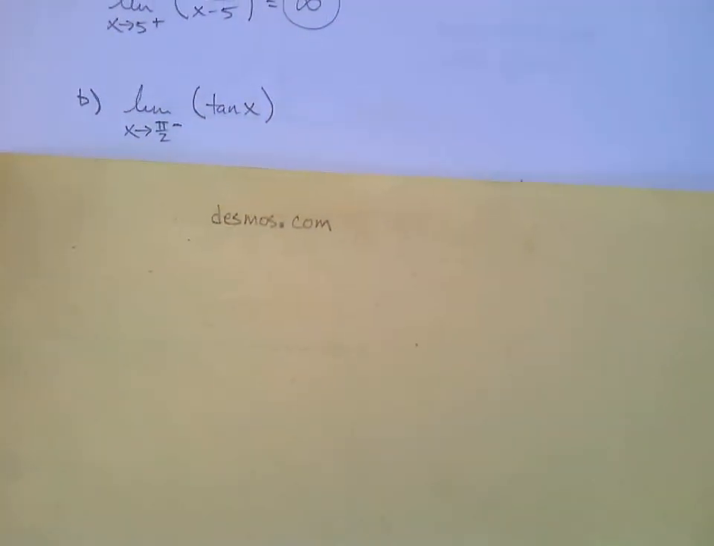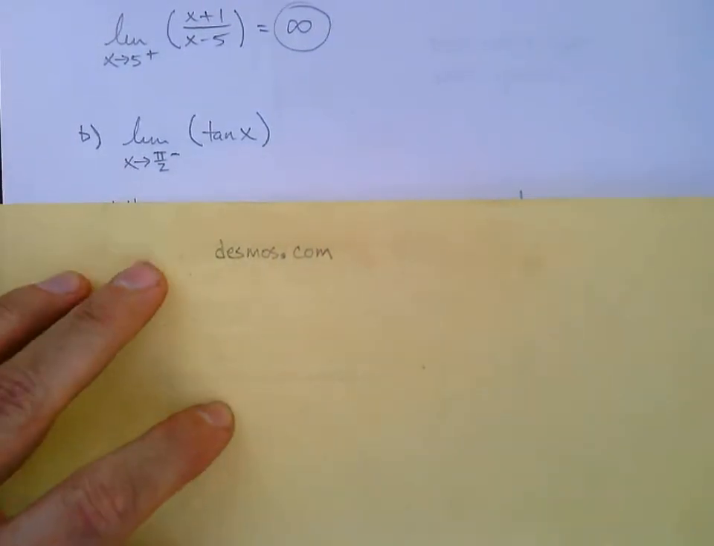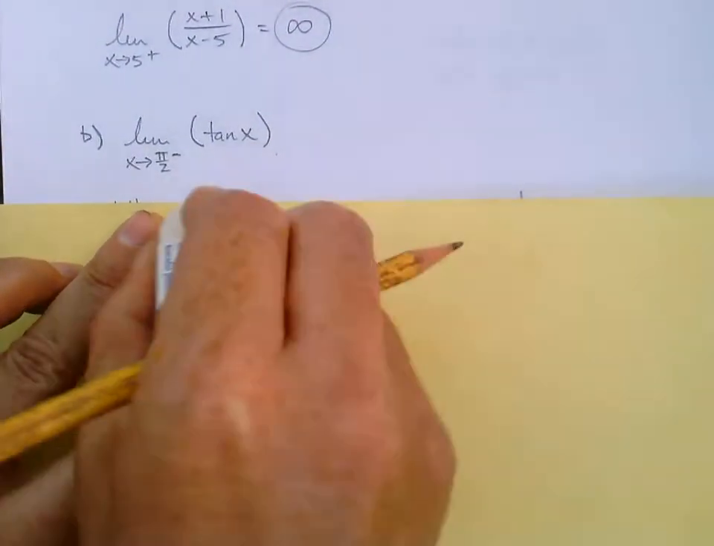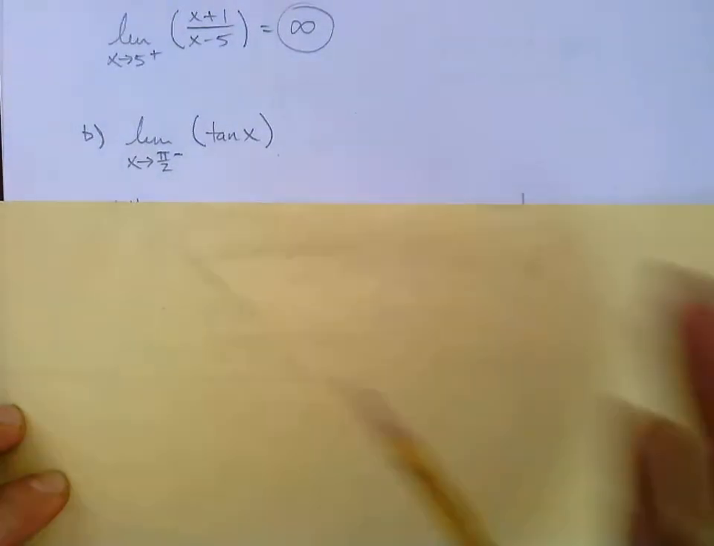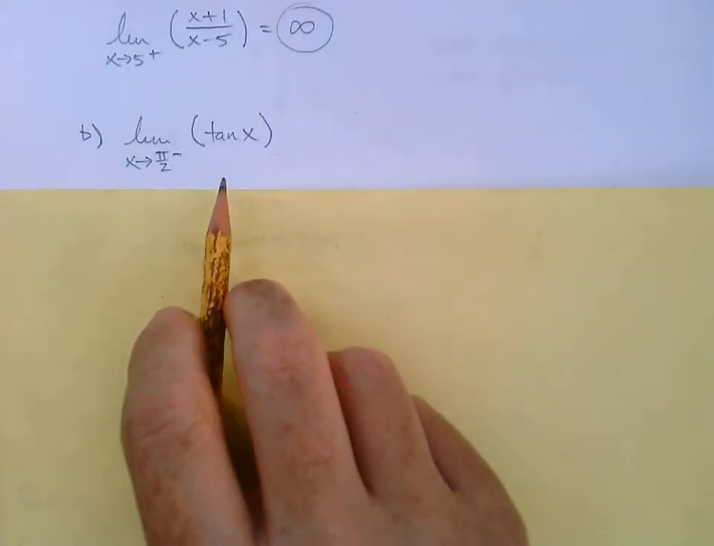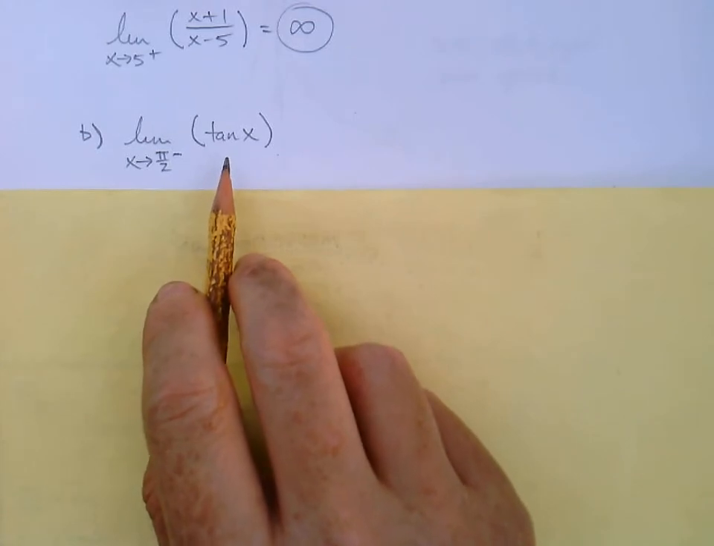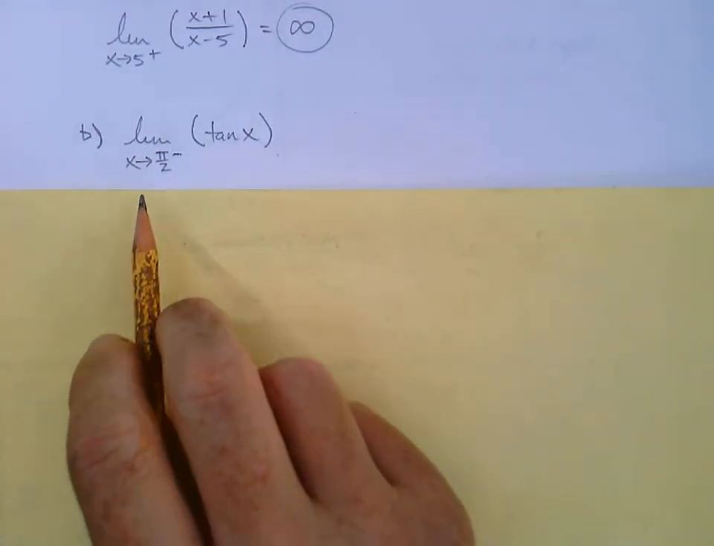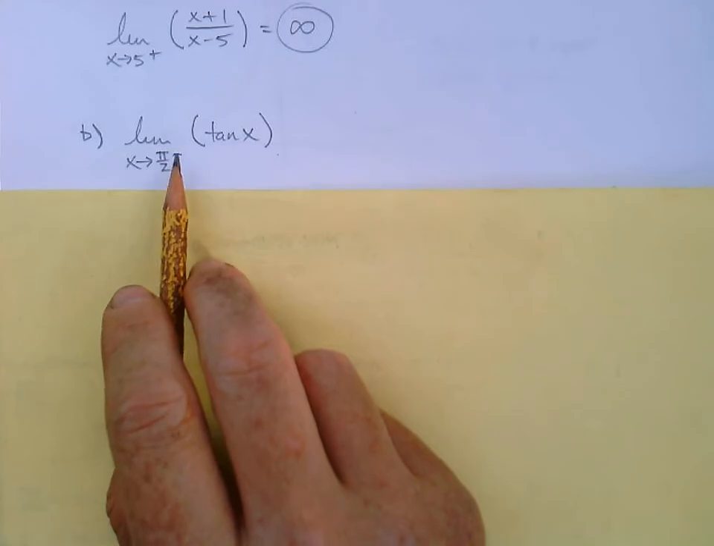I'll show you guys another one here. I'll get rid of my note at this point. Now this is interesting. Throw some trig in there. The limit of tangent x as x approaches pi over 2 from the left.